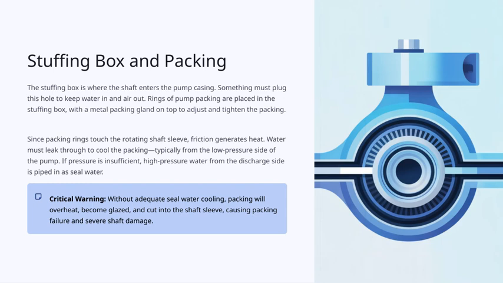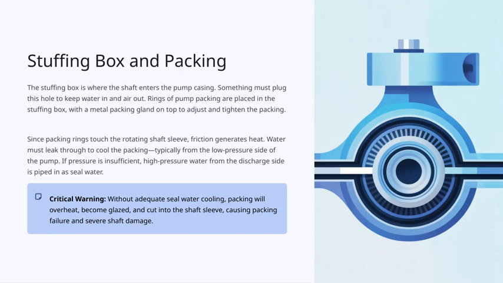The stuffing box is the part of the pump where the shaft enters the casing. It's crucial because it needs to keep water inside the pump while preventing air from escaping. To do this, we use rings of pump packing that are placed inside the stuffing box. On top of these rings, there's a metal packing gland that allows us to adjust and tighten the packing as needed. Since these packing rings touch the rotating shaft sleeve, friction is inevitable.